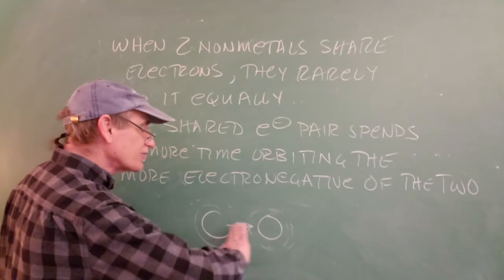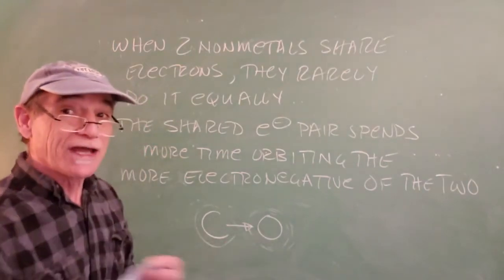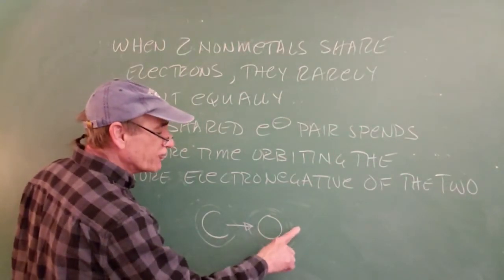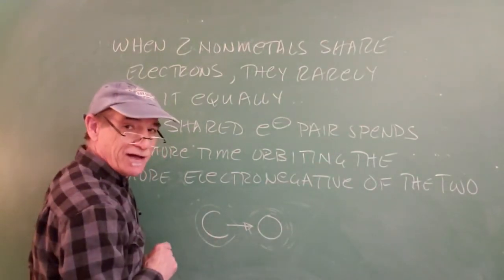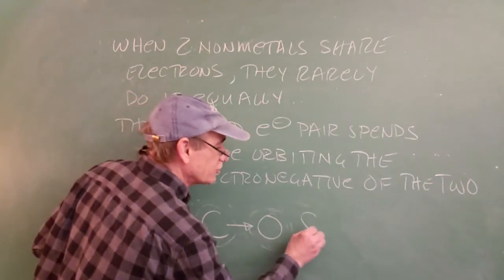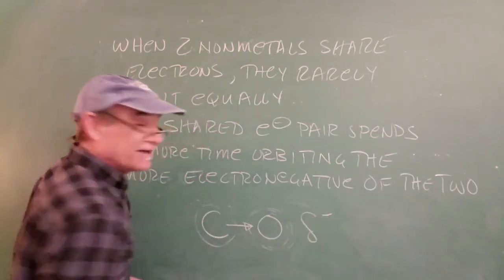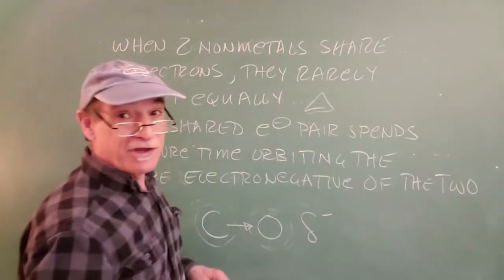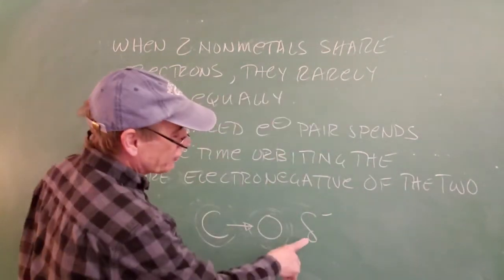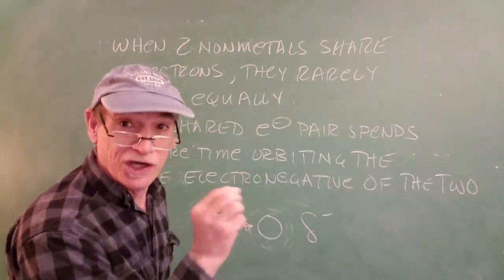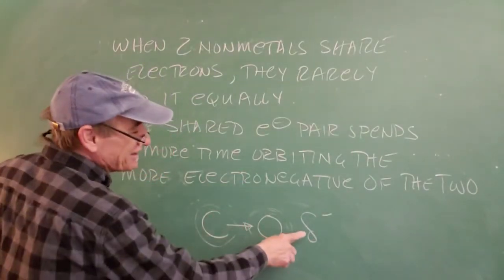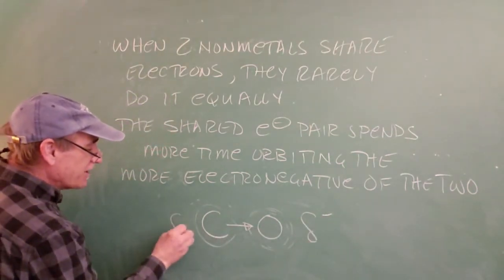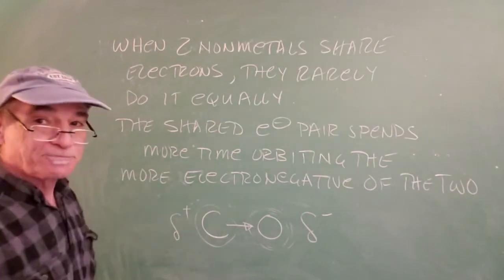This causes a certain lopsidedness, a polarity in the bond, where this end of the bond becomes slightly negative and this end becomes slightly positive. Let me put a small Greek delta. Remember, we used a delta symbol, the triangle, to mean the change in something. The small Greek delta just means a small change in something. So that little delta with a negative sign means a slight negative charge at that end and a slight positive charge at this end of the bond.